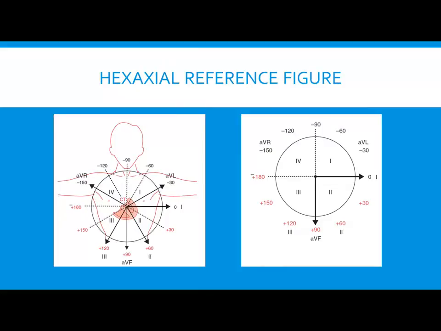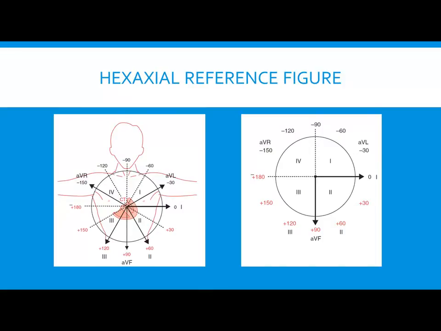Don't worry about these numbers right now. This is actually just the axis, or the degree of the axis, the degree in which the axis is going from positive to negative. What we're looking at is, if you think of the hexaxial reference system as the point of impulse starting at the heart where they all intersect, then lead 2 would be here, all right?